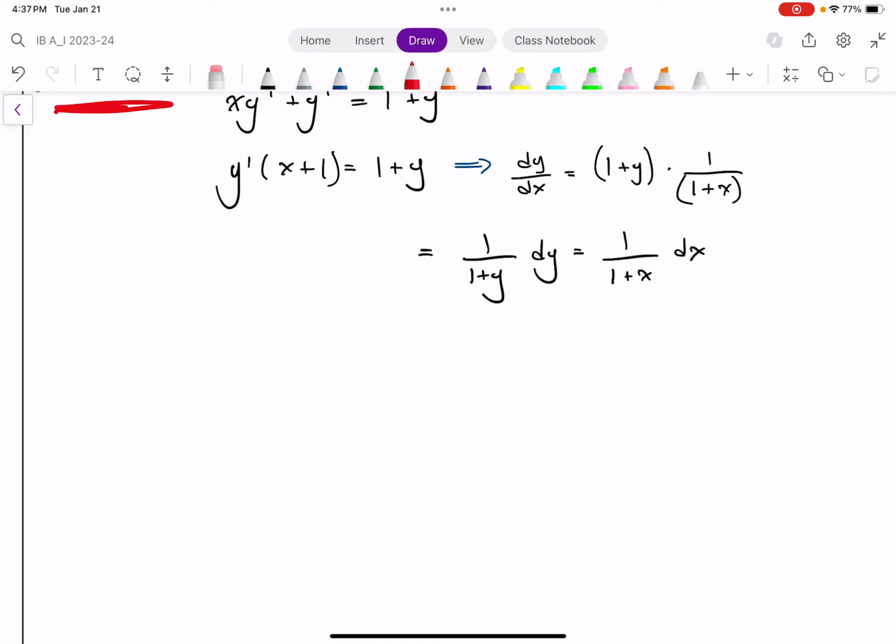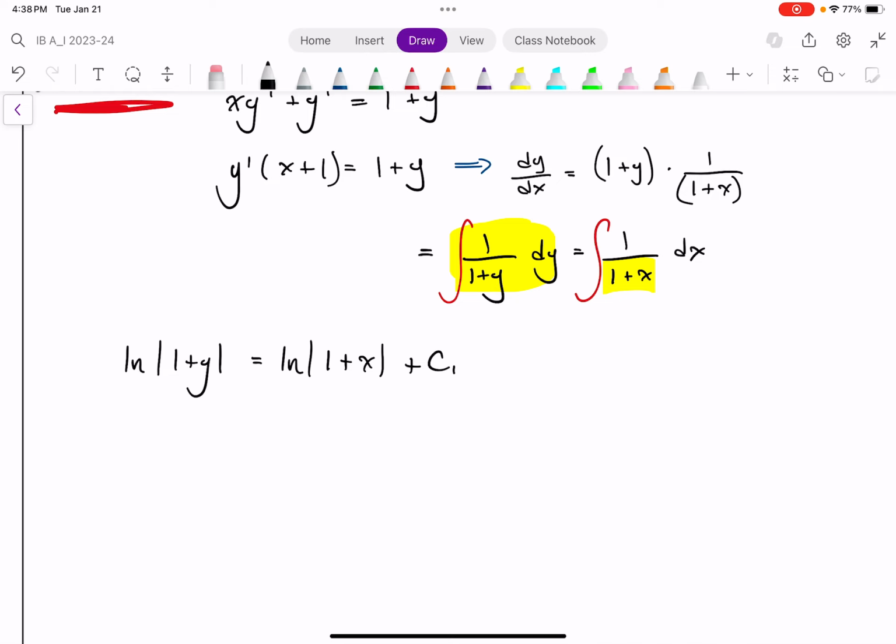And now I want to integrate each of these. All right, if I look at each of these, I can tell these must both relate to the natural logarithm. In fact, the antiderivative of that would be the natural logarithm of 1 plus y, or the natural logarithm of the absolute value of 1 plus y. And so something similar on the other side. So I have the natural logarithm of 1 plus y plus some constant equals, on the other side, the natural logarithm of the absolute value of 1 plus x plus some constant.